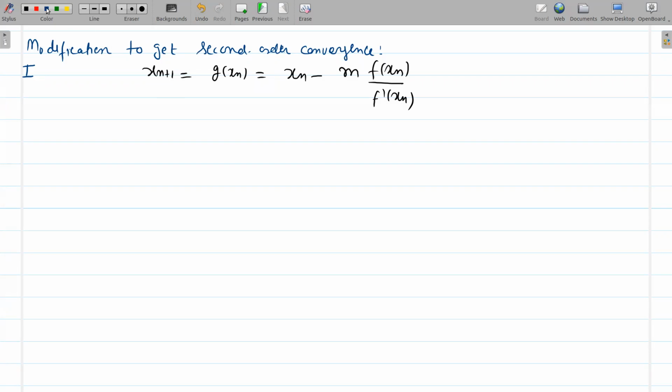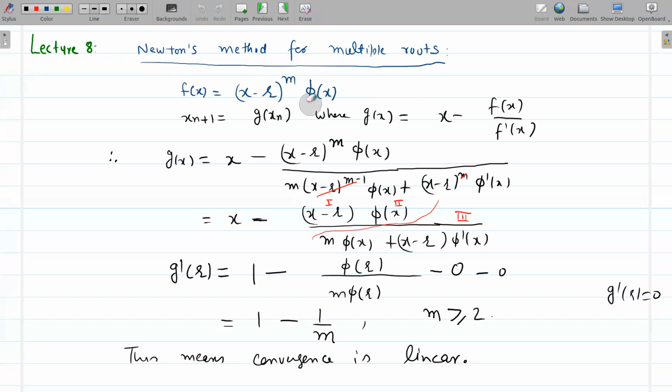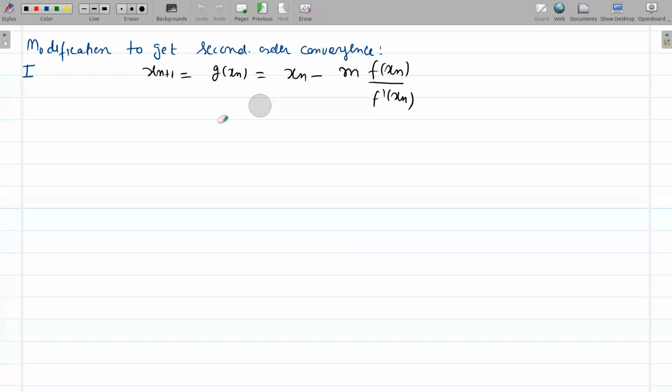Okay, and there is a limit. You can apply this formula if you know m, and m is the multiplicity of the root, and that is unknown. So in most cases m is unknown. So, second modification of this method, which doesn't use m.